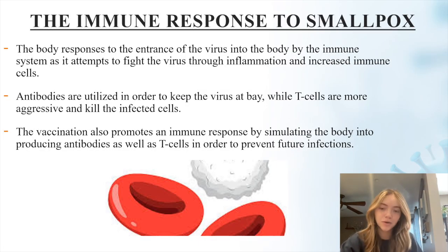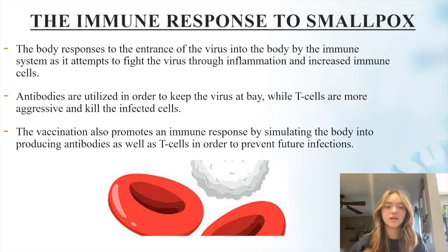Because of the protein created by the variola virus, in many cases the immune system was too late to prevent the infection, but this is the immune response to the smallpox virus. Once the body did recognize that there was an infection, it would send out its immune response through inflammation and increased immune cells in order to try to fight off the initial infection.